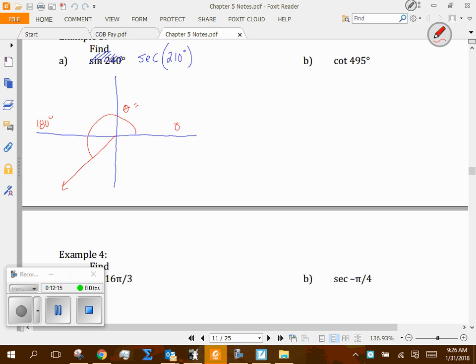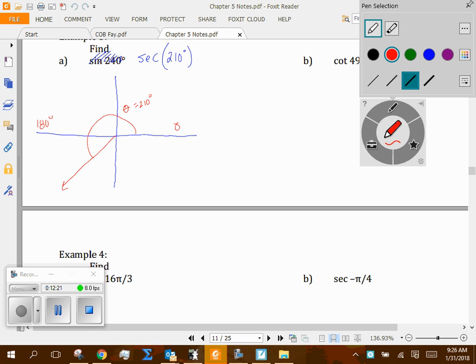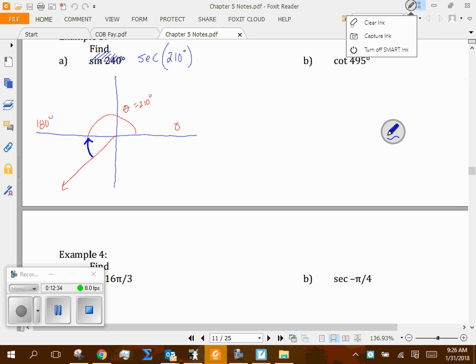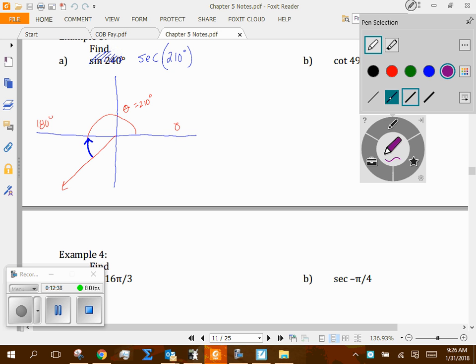So that theta is 210 degrees. How big is the angle that I need to travel to get back to the x-axis? 30 degrees, right? So theta bar is that angle. So theta bar is 30 degrees.